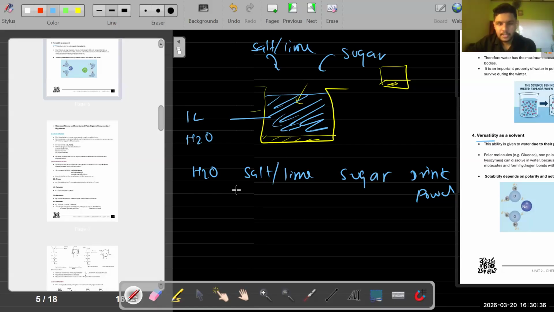Water, right? So here water is considered to be a solvent. Can you understand?